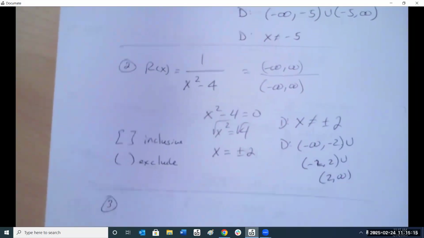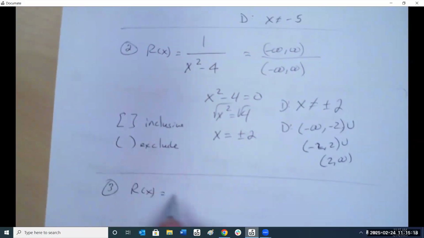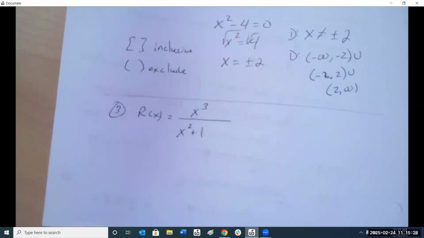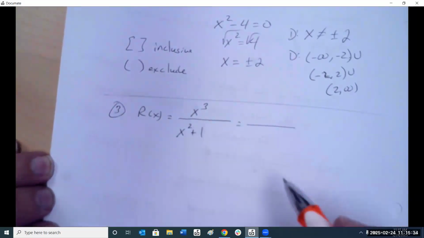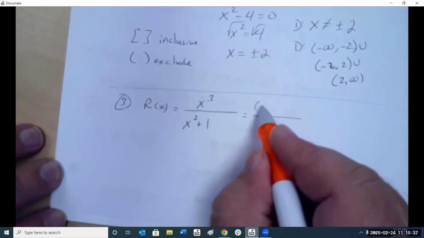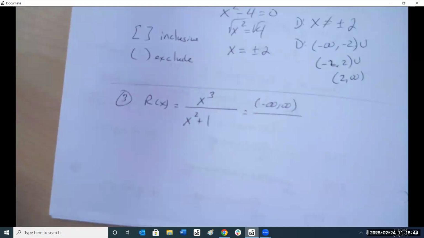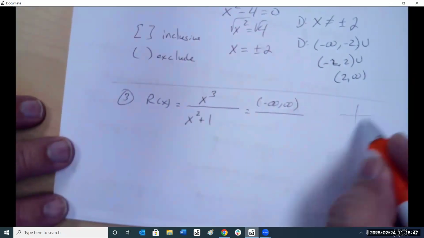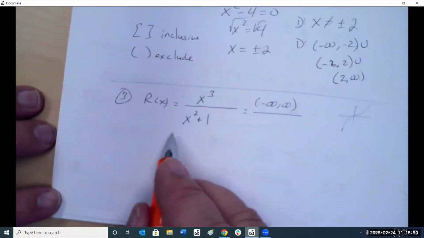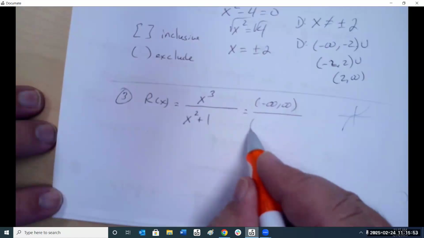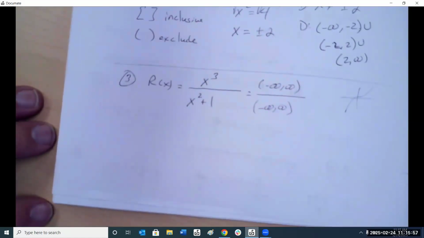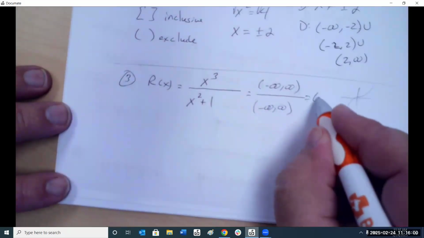What about number 3? X cubed over x squared plus 1. What's the domain of the numerator? Look at them separately, not as a fraction. X cubed is that kind of graph. How about the bottom one? Negative infinity, positive infinity. So the domain so far looks like negative infinity to positive infinity.